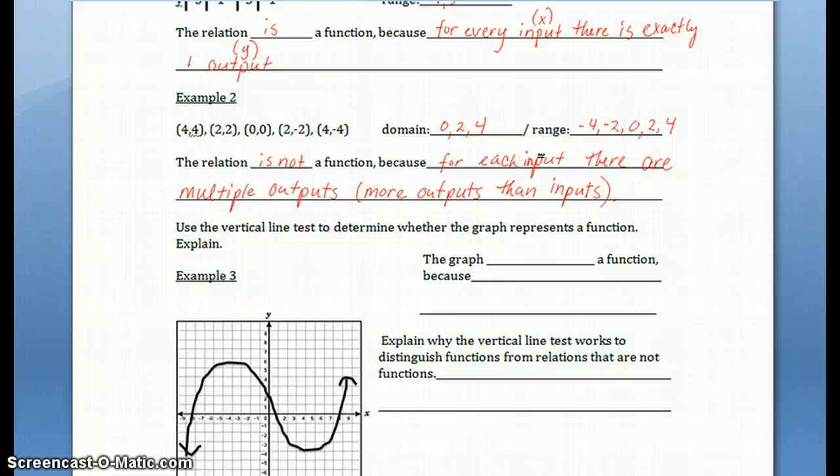Now, you're going to use the vertical line test on this particular graph right here to determine whether that graph represents a function. And then you're going to write the graph is or is not a function and the reason why. Use the formal definition. And then in this next one, you're going to explain how the strategy of using the vertical line test works to distinguish functions from relations that are not functions.